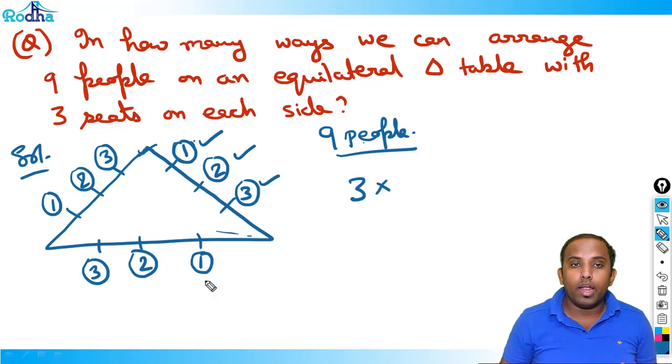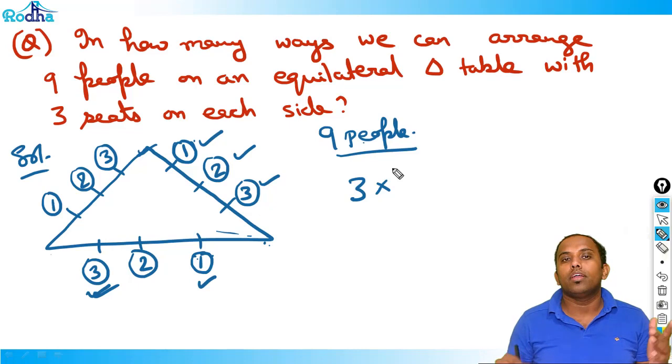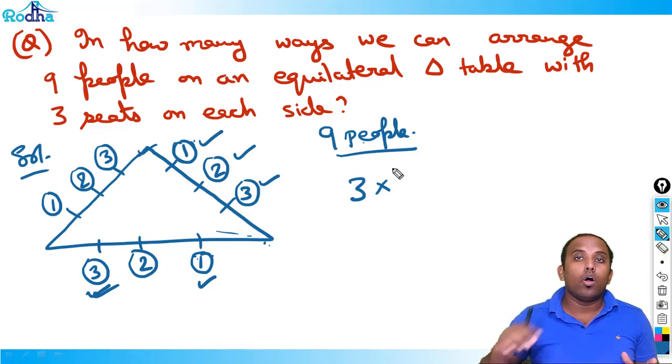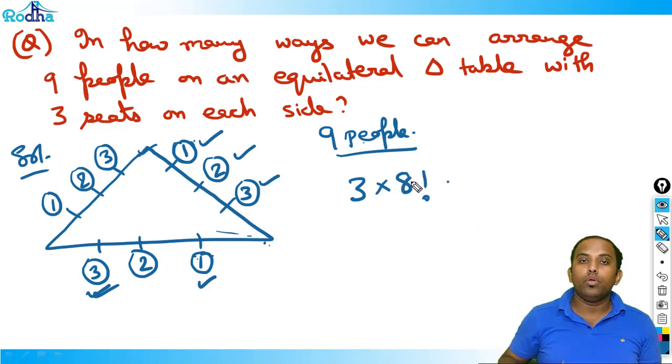Seats 1 and 3 are different, because for 1 the nearest corner of the table is at the right, and for 3 the nearest corner is at the left and the farthest corner is at the right. These 2 are different seats. So the first person has 3 seats to choose, and then the other 8 persons. Symmetry is now broken, so once one person sits, all can take the reference. The 8 persons can be seated in 8 factorial ways. So the answer for this question is 3 into 8 factorial.